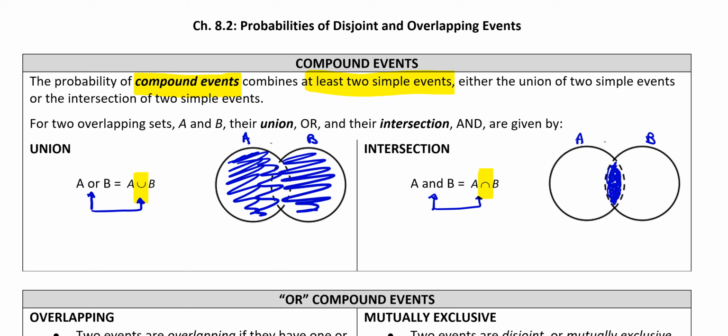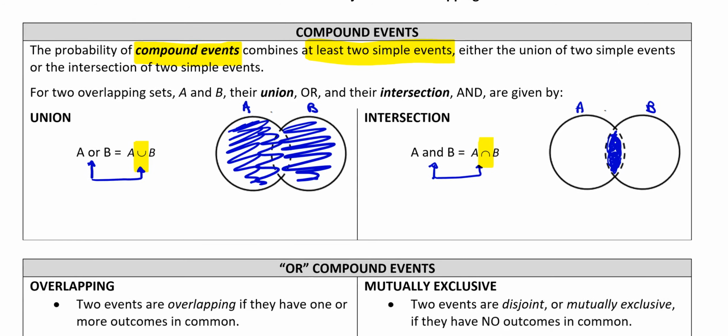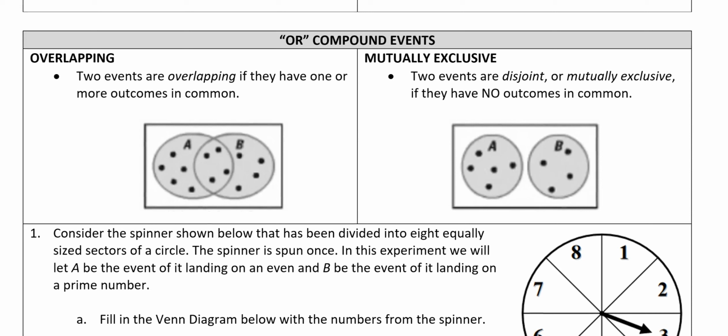Today we're just going to look at our ORs, so mostly just our unions, but you need to know these symbols because they're going to come up. For OR compound events, we have two types. We have one that's called overlapping, and another which is called mutually exclusive or disjoint. Overlapping events have a common outcome. In this picture, you can see that these four options for the probability are included in both sets, in A and B. So this is overlapping when they have a common outcome.